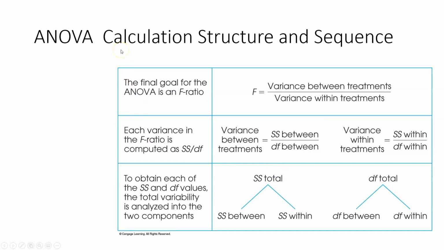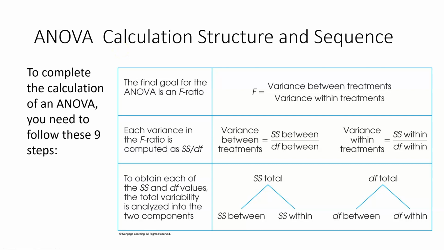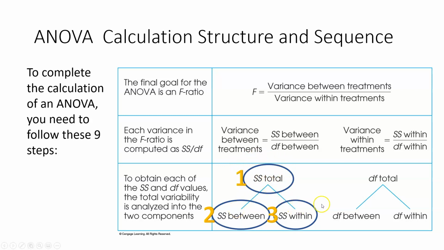All right. An ANOVA calculation follows a series of 9 steps. The first one is to figure out the sum of squares total, then the sum of squares between, and the sum of squares within. Just like I explained before, you take the variability and you split it into 2 parts. Here, step 4, you figure out the degrees of freedom total, and then you split it into 2 parts, the degrees of freedom between and the degrees of freedom within.